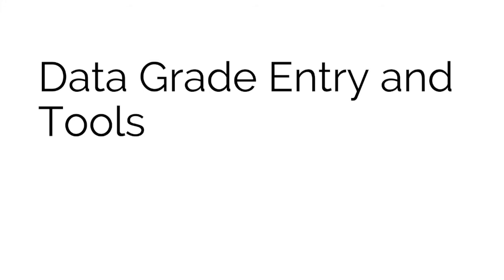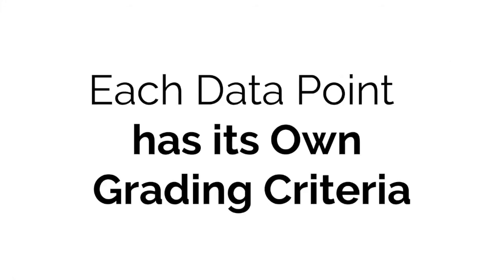The first is that each data point has its own data grading criteria. Those criteria are based on utility policies, practices, and procedures that can impact the accuracy of the data point in question. What that means is that even though each data point is graded on a 1 to 10 scale, each one has to be graded individually. You can't just grade the first data point and then apply that grade across the board.